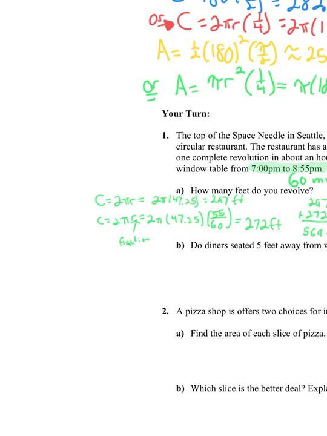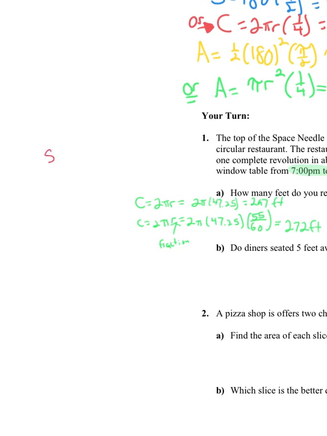I could also do this one with that sector area problem. It's going to be r times theta, where I know the radius is 47.25, but I would need to figure out what my theta is. And that's where this one gets a little tricky. I would have to do 55/60ths times 2 pi. And that's how I would figure out what my theta would be for this particular problem, which is kind of hard to see, right?